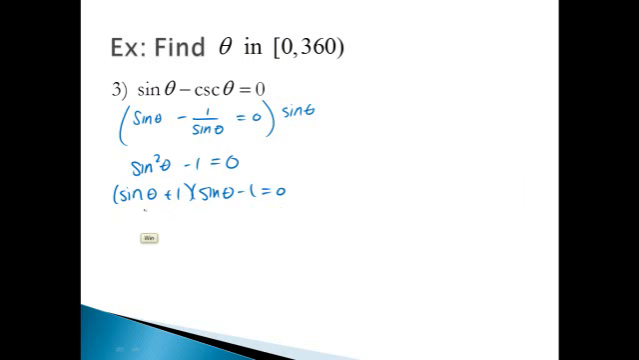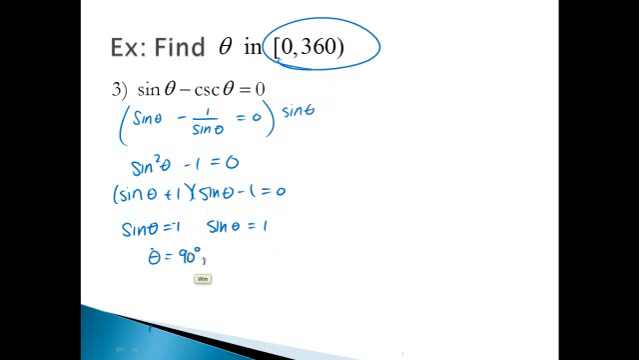And then when we solve each of these, we find that sine theta is equal to 1, or sine theta is equal to negative 1. And we are in degrees now, 0 to 360. Therefore, our angles will be at 90 degrees and 270.